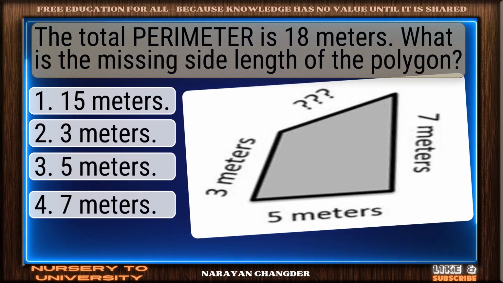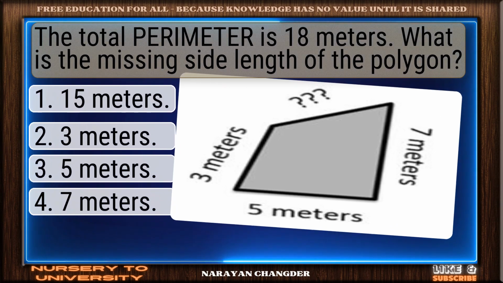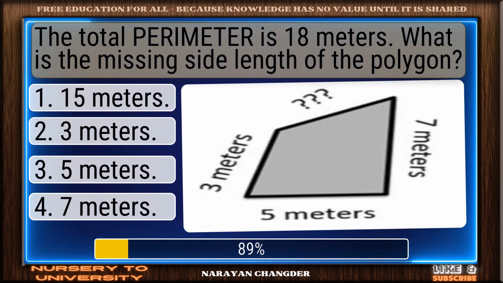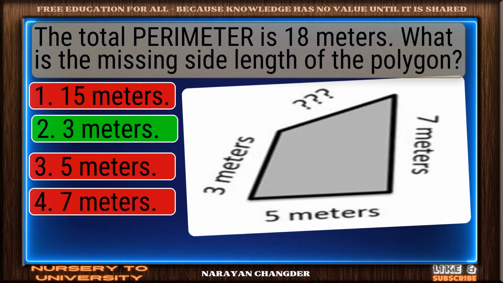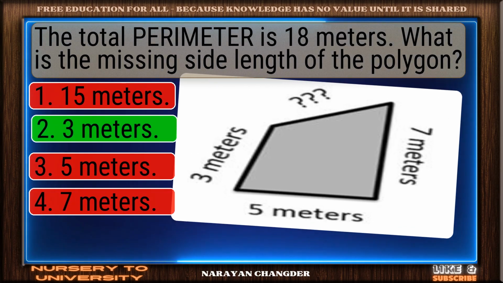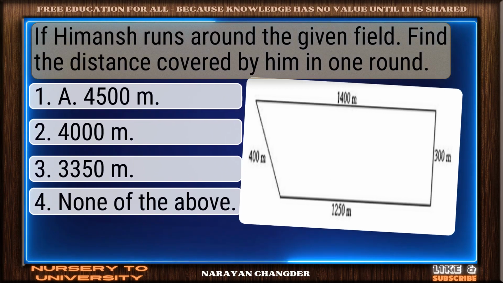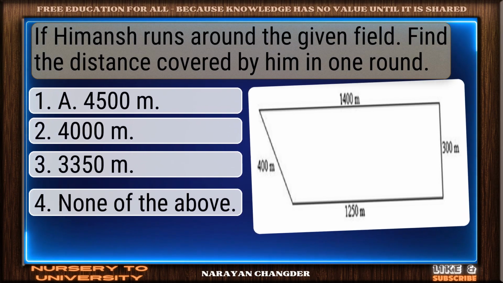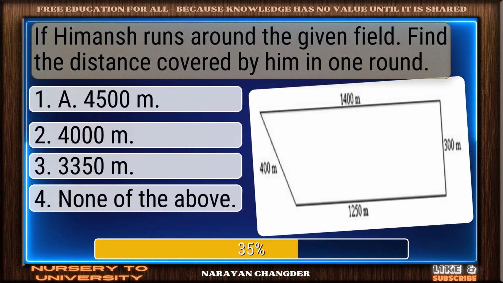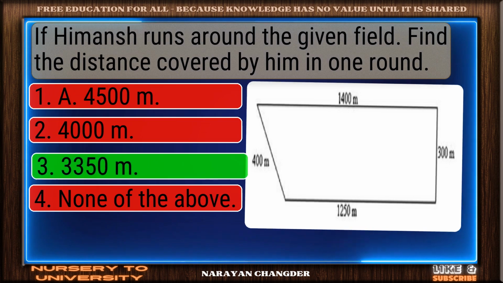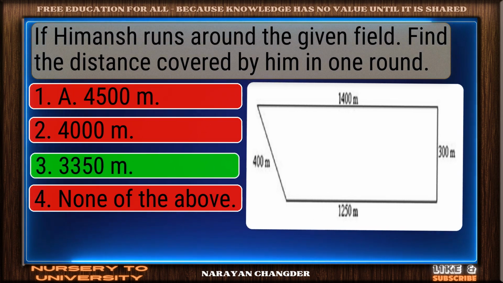The total perimeter is 18 meters. What is the missing side length of the polygon? Good thinking. 3 meters is the right answer. If Himansh runs around the given field, find the distance covered by him in one round. Well picked. 3350 mm is the correct answer.